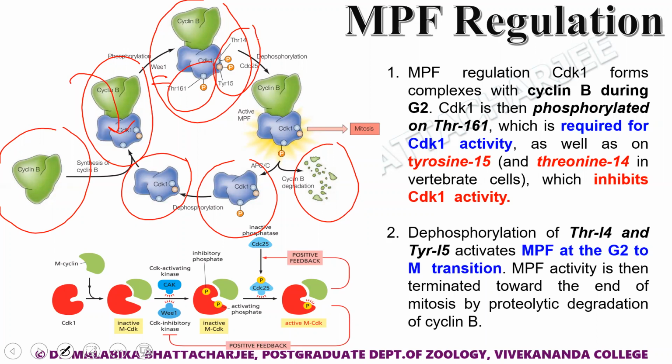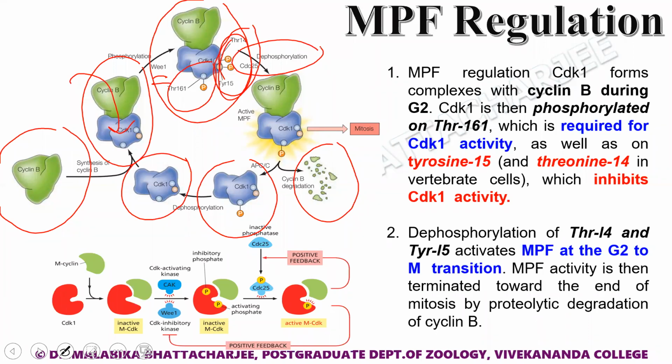Since these inhibiting phosphates have been added to CDK1, even though there is this activating phosphate in threonine 161, the enzyme cannot be activated because there is an inhibition occurring from these two phosphorylations. So for the enzyme to be perfectly activated, those two phosphates need to be removed. And thus comes a phosphatase which is known as CDC25. So the CDC25 is a phosphatase. By the name you can understand, it will remove the inhibitory phosphorylations.